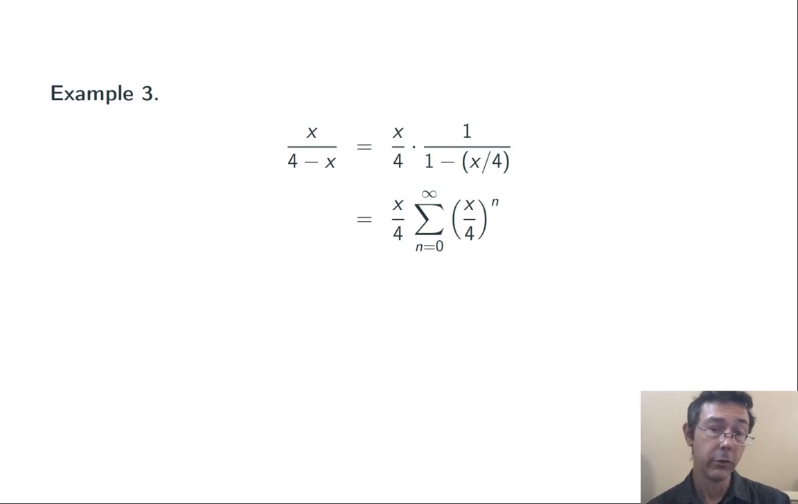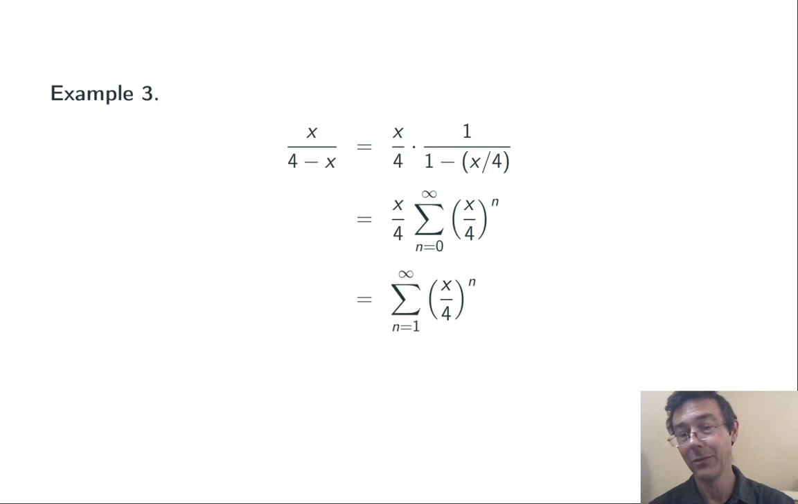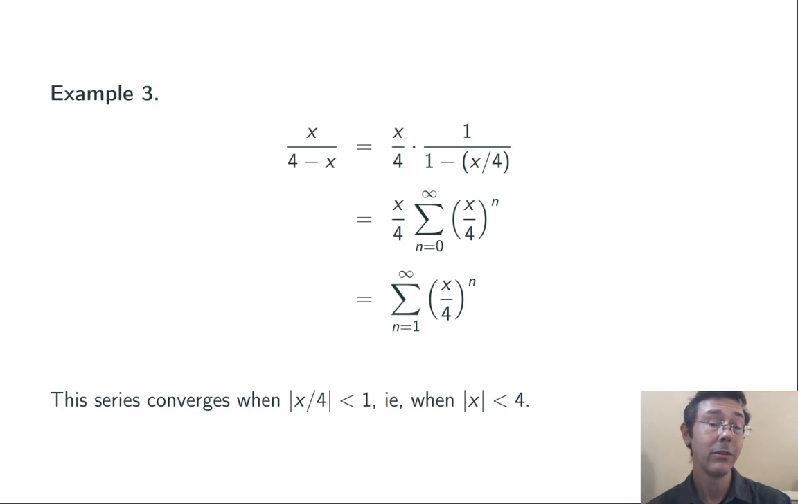Sum from n equals 0 to infinity of (x over 4) to the n. Now, the factor out front, x over 4, is identical to the factor inside. So this is the sum of (x over 4) to the n plus 1. Or, to say it a little bit differently, the sum from n equals 1 to infinity of (x over 4) to the n. Radius of convergence is going to be 4 here because it's going to converge when the absolute value of x over 4 is less than 1. In other words, whenever the absolute value of x is less than 4.